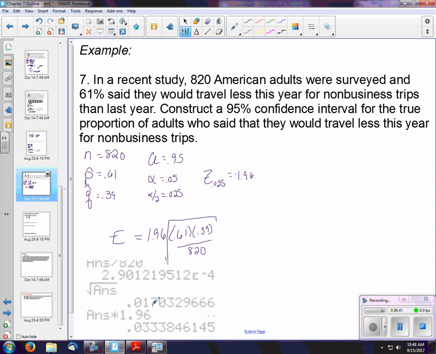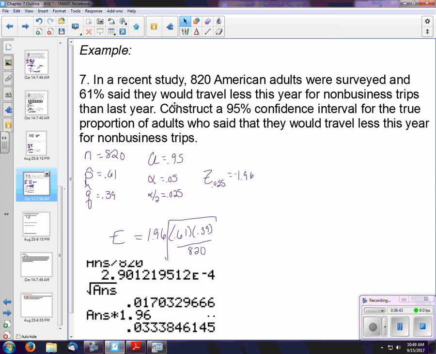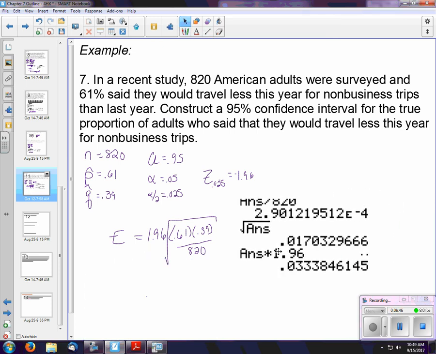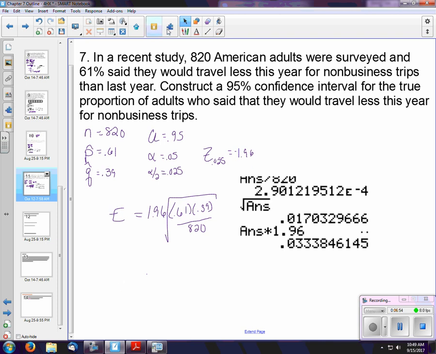So this gives us a margin of error of 0.033. That means about 3% of a margin of error. So from there, to calculate your confidence interval, take your sample proportion, 0.61, and add or subtract the 0.033 that you have. This gives us, when we subtract, 0.577, which is less than the population proportion, which is less than our maximum of 0.643.